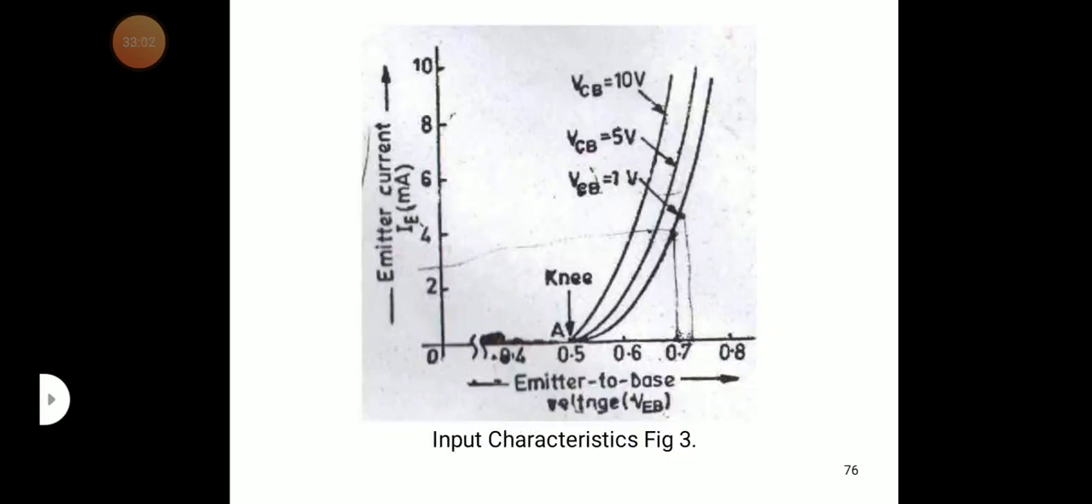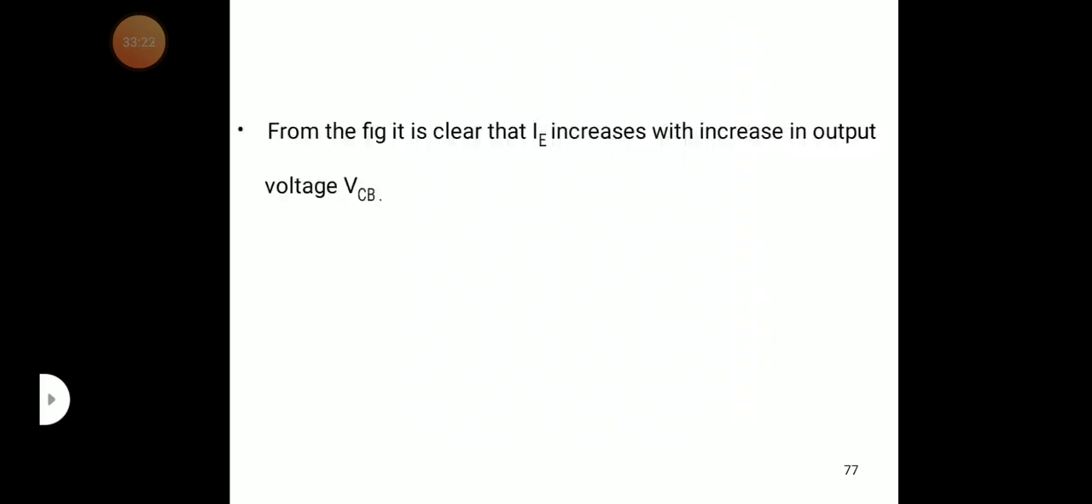Once again, you can see the input characteristics for different VCBs: VCB of 1 volt, 5 volts, 10 volts. What happens? Slowly the curve bending straightens. From the figure it is clear that IE increases with increasing output voltage VCB.